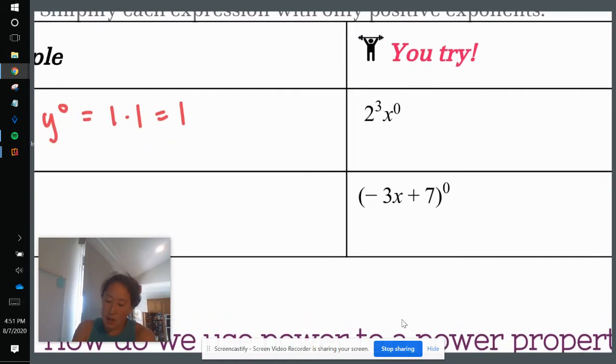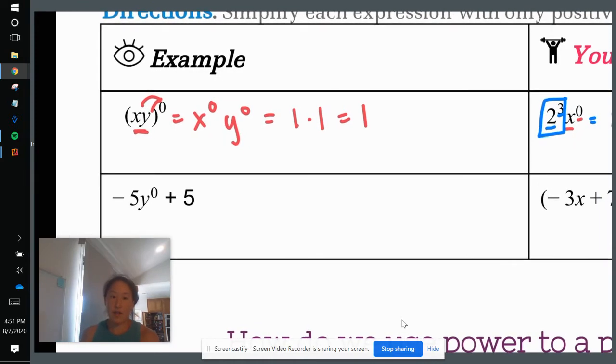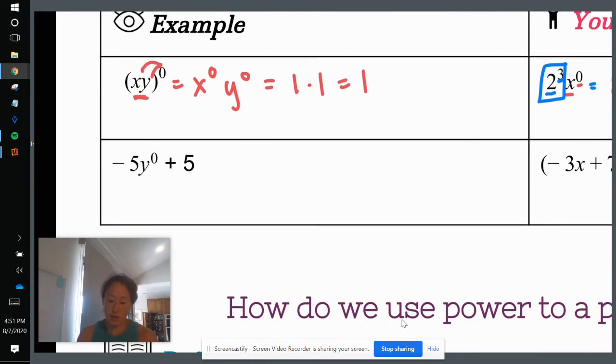All right, the next one. You're trying this one. This one's trickier. Check it out. The number with the base of 2 has an exponent of 3. The base of x has an exponent of 0. So I have to evaluate them separately. 2 to the 3 is equal to 2 times 2 times 2, which is 8. And then x to the 0 is equal to 1. So this is going to equal 8 times 1 is 8. That's it.